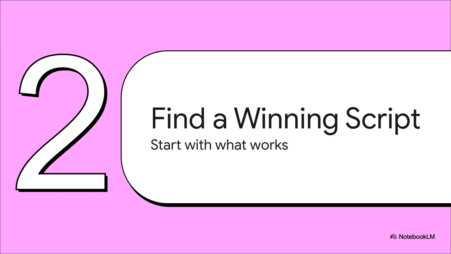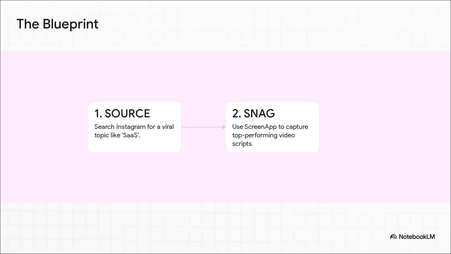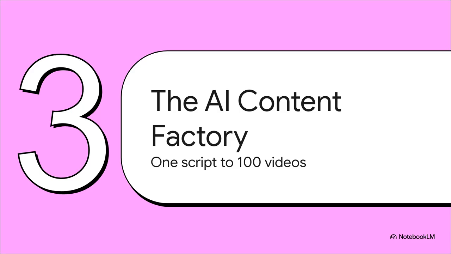You start by finding what's already gone viral, what's already a proven hit, and you use that success as your raw material. And here's the playbook. It's pretty simple. Step 1, you source your material. Just go to a place like Instagram, search for a hot topic in your niche, let's say SaaS. The algorithm will literally hand you the most popular videos. Then, step 2, you snag the script. A tool like ScreenApp can listen to those videos and transcribe them for you, giving you the exact word-for-word formula that made them.